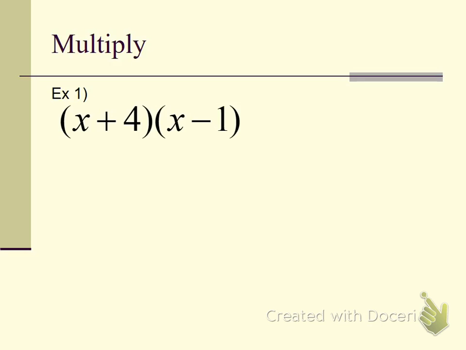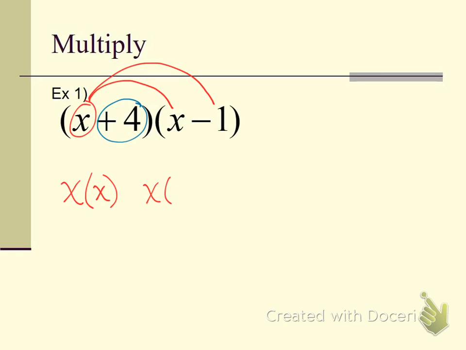So here's our first example. We are going to distribute each term from the first polynomial. So that's going to be the x and the positive 4 to every term in the second set. So first I distribute x all the way to the back set. So I'm jumping over that plus 4. Okay, x is getting multiplied by x, and x is getting multiplied by a negative 1.